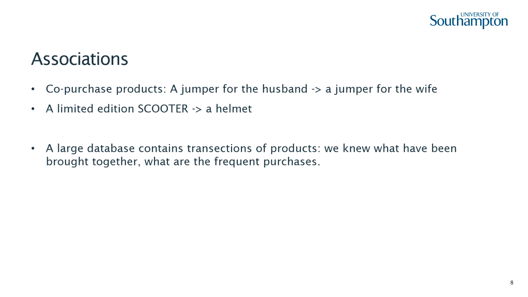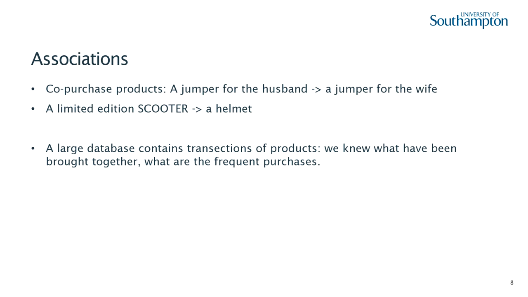For example, if the husband bought a jumper for himself, he might also be nice enough to buy one for his wife. Also the other way around. We don't really have any directions over here. If you buy a scooter, which might have a logo or limited edition from this particular club, you might also be thinking about buying a helmet. These are just a few of the recommendations. How do we generate these recommendations?